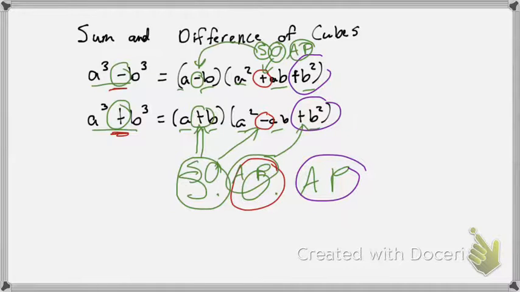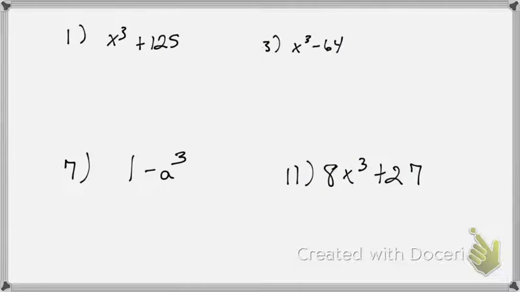So first problem, number one on the worksheet is x cubed plus 125. The first thing we have to do is identify what is A and what is B. If you look at the square chart or the cube chart at the front of the room, we can see 125 is the same thing as 5 cubed. Then we have our x cubed. So that's going to tell us A is x, B is 5.